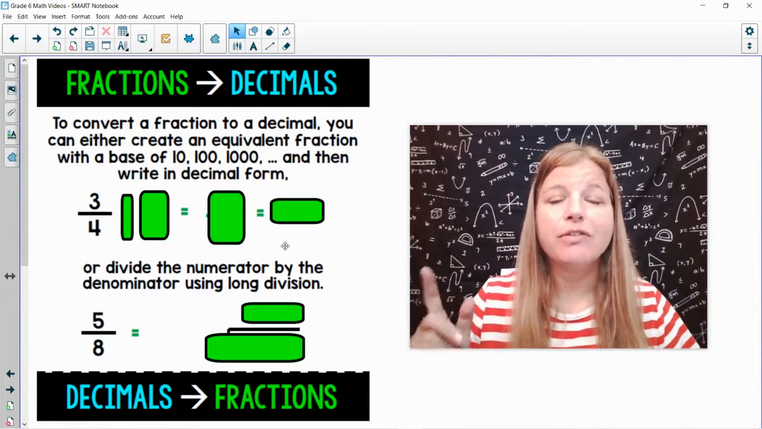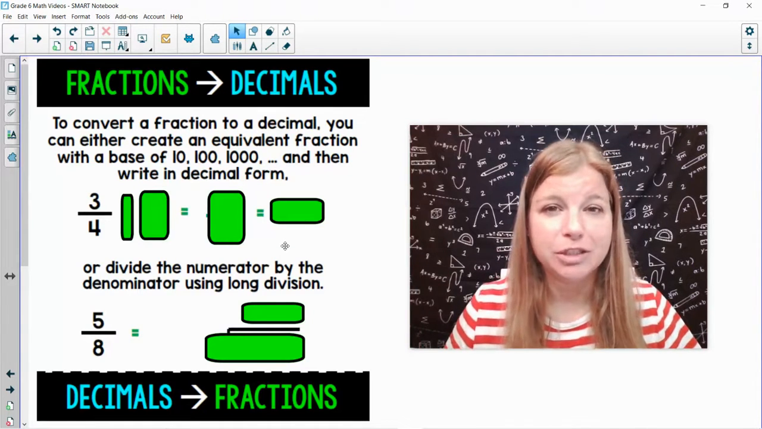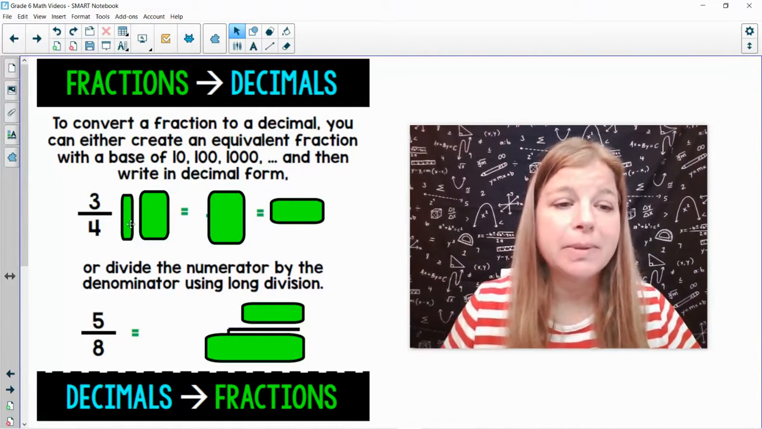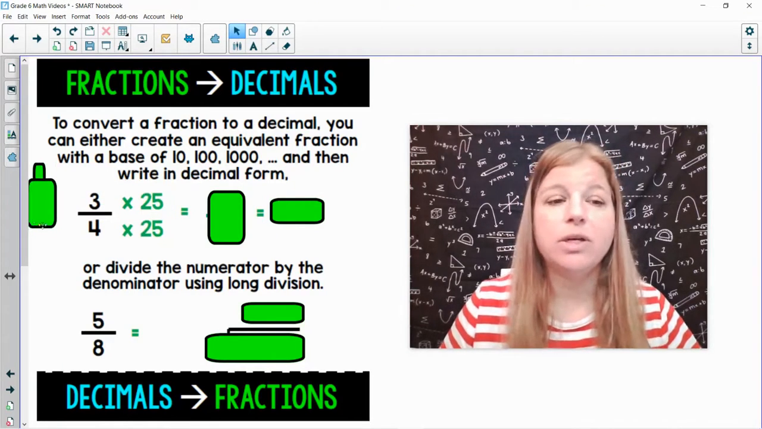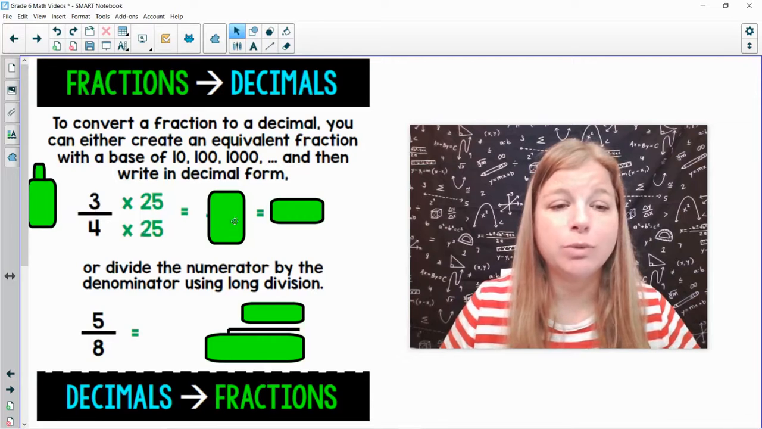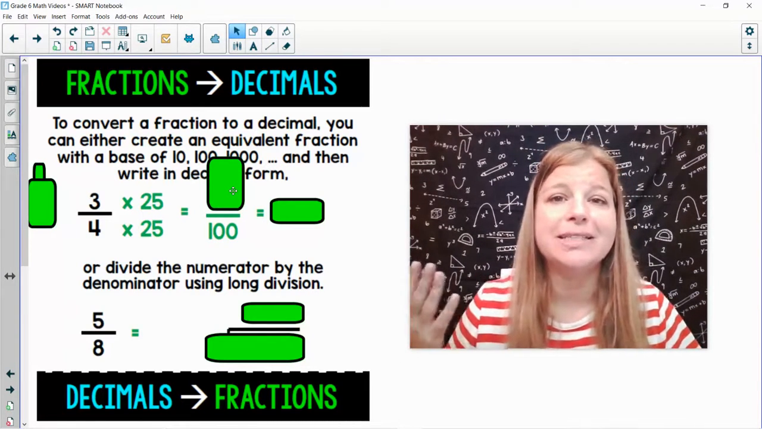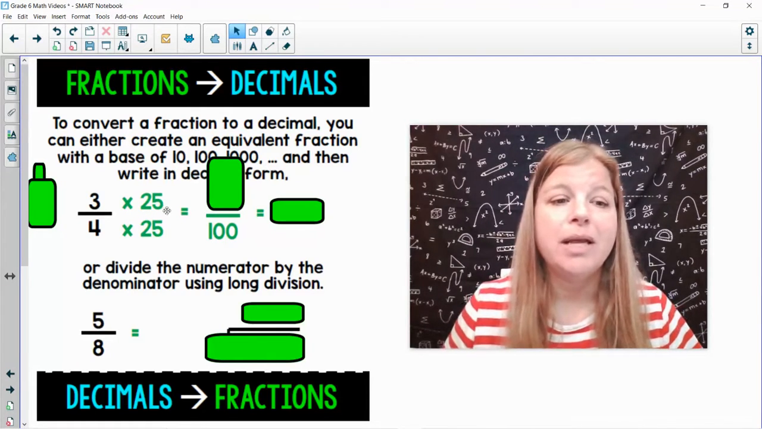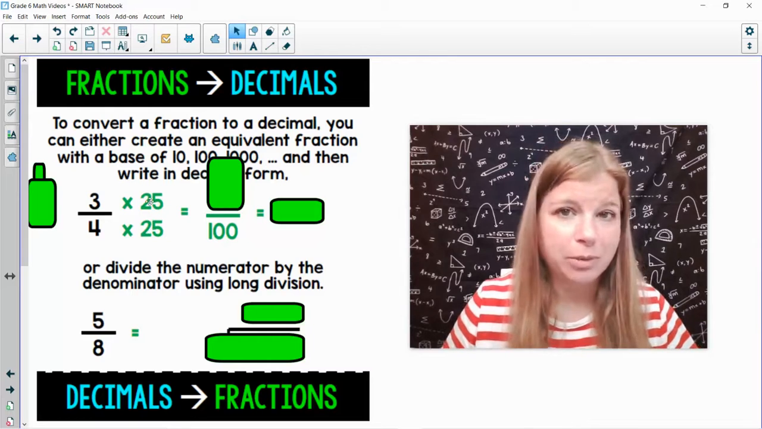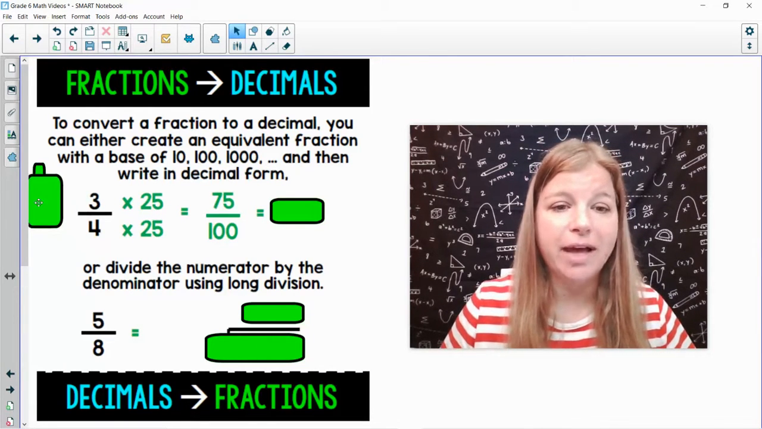Let's take a look. 3/4. Can we easily take a 4 and turn it into 100? Definitely, by multiplying the numerator and denominator by 25. So 4 times 25 is 100. I've now made my denominator of 4 into a nice number like 10, 100, 1000, or so on. Now, if you multiply the denominator by a number, you must multiply the numerator by that same number, and 3 times 25 is 75.